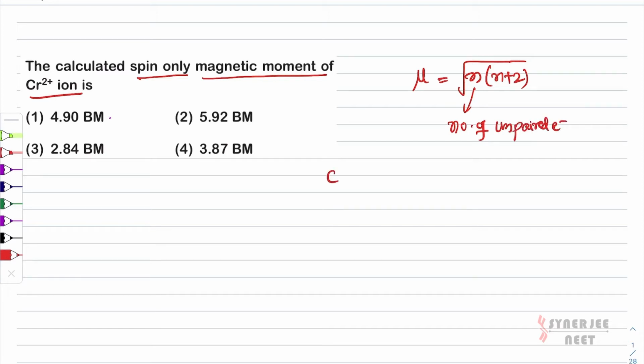Now Cr plus 2. Chromium, if you write the normal electronic configuration, is argon 3d5 4s1. That is the neutral chromium atom configuration. Now they are taking Cr plus 2, that means you have to remove 2 electrons. And remember, whenever you are removing electrons, the first priority is that you have to take the last shell and remove the electrons from there.